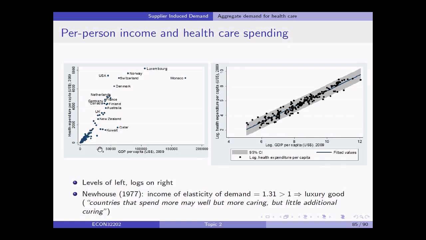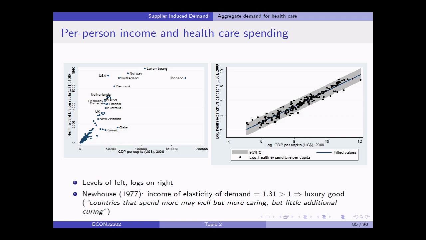So this is in levels. It's GDP per capita in US dollars versus healthcare expenditure. You can see you've got this almost perfectly linear relationship here. And if you log it, it becomes even more linear. So perfectly log linear. Almost every point was within that 95% confidence interval.